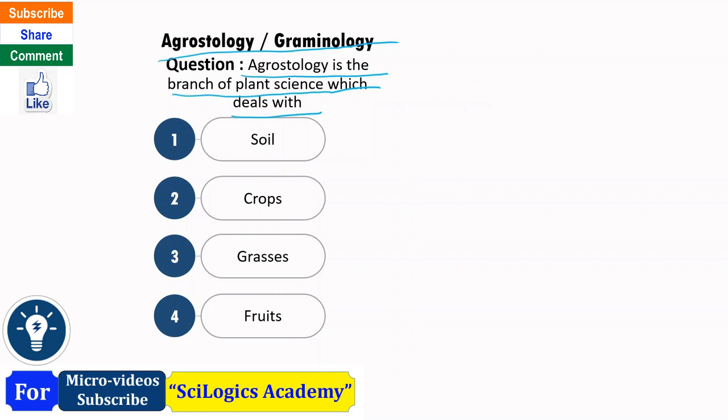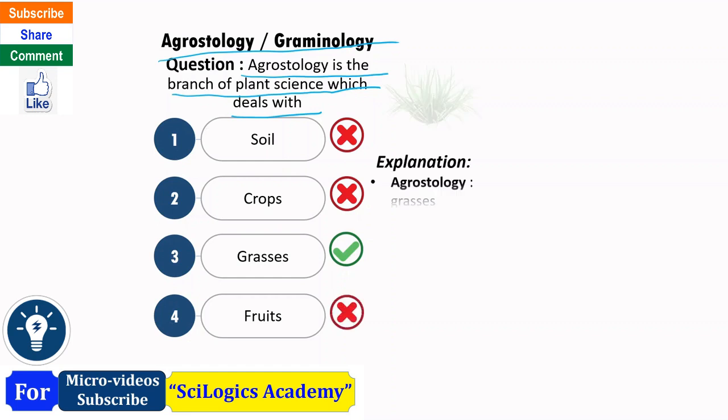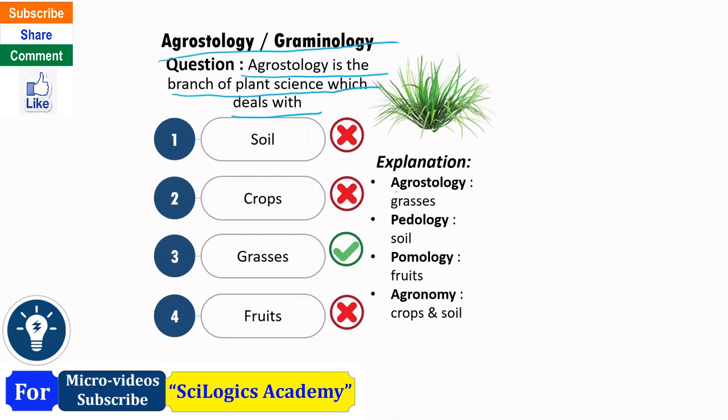Now we'll see the correct answer. Soil is the wrong answer. Crops also wrong. Grasses, this is the correct answer. Fruits wrong. Now we'll see the explanation.